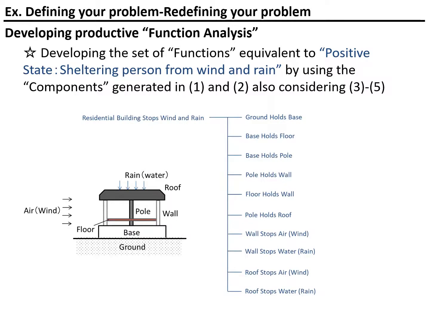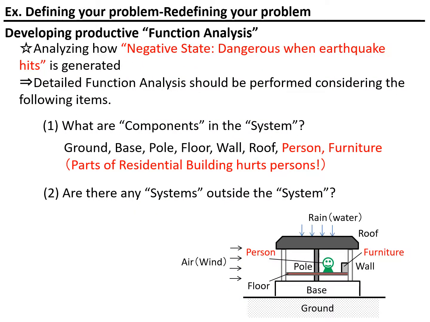Then you could do a similar thing on the negative state, how dangerous when an earthquake hits is generated. You could ask the same question: what are the components in the system? Taking the description of the negative state into consideration, we need to add other components such as person and furniture. We need furniture to let the person get injured in the case of an earthquake. Next question: are there any systems outside the system? I didn't come up with further outside systems.